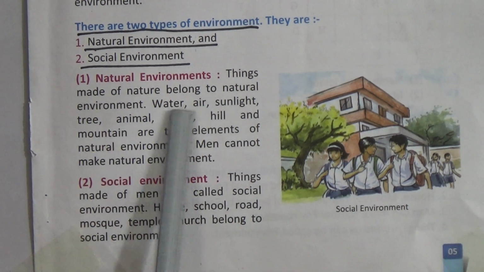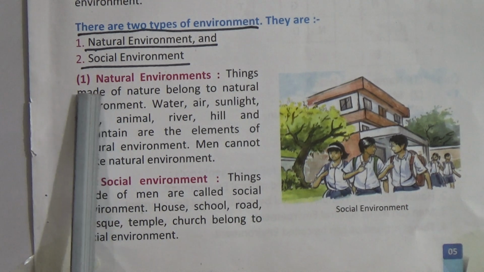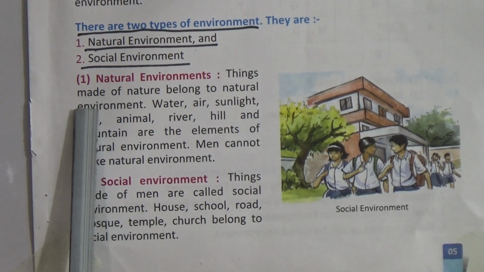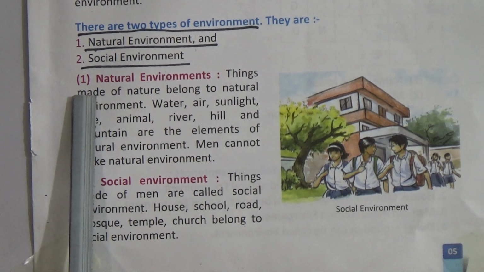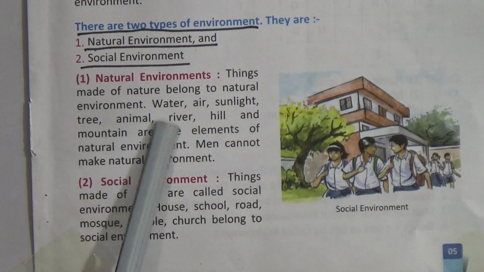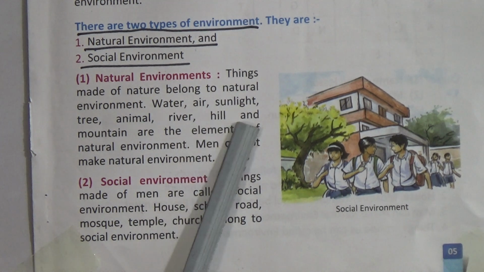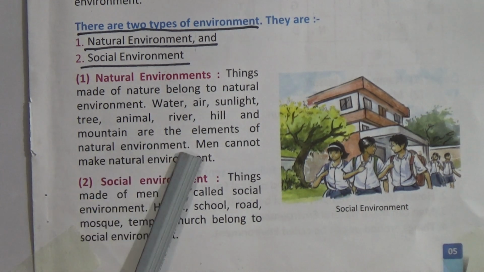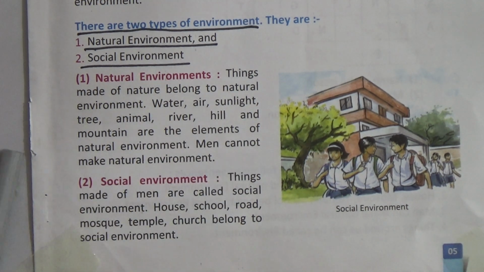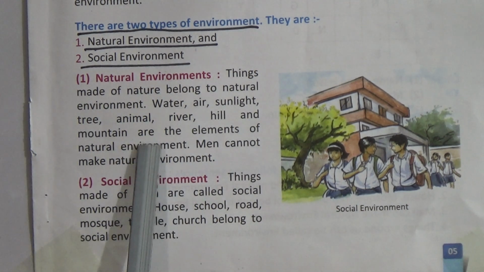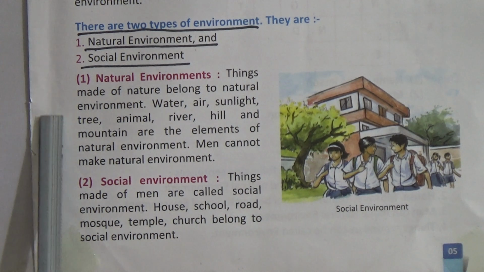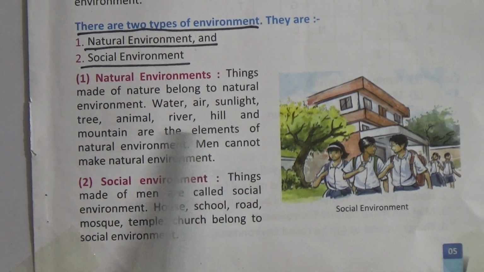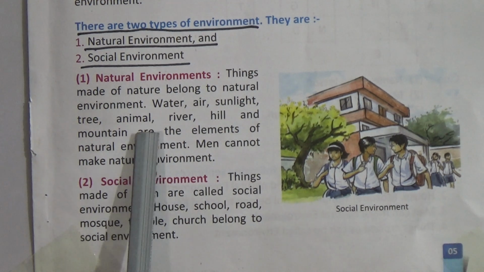Things made by nature belong to natural environment. Those things are made by nature, God, creator, Allah. Those things man cannot make. This is called natural environment. Water, air, sunlight, tree, animal, river, hill and mountain are the elements of natural environment. We cannot make water, we cannot make air. People cannot make natural environments.